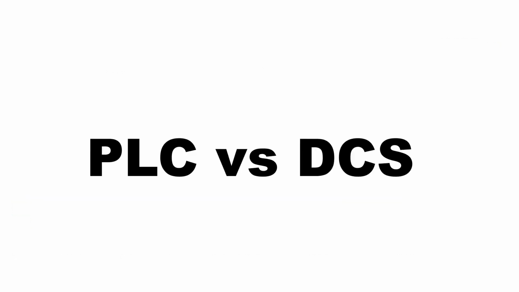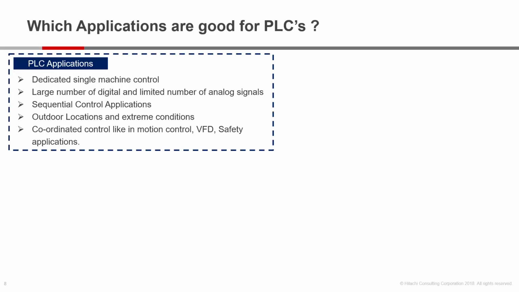Moving on to the comparison of PLC versus DCS. Let us understand what a PLC is more suitable for and what a DCS is more suitable for. Now, which applications are good for a PLC? PLCs are typically suited for applications which have dedicated single machine control, a large number of digital and a limited number of analog signals. You can think of a PLC as a smaller version of a controller for a DCS. It can handle a large number of digital signals, but it has a limited number of analog signals because the memory, space, and RAM are lesser in size compared to a controller for DCS.